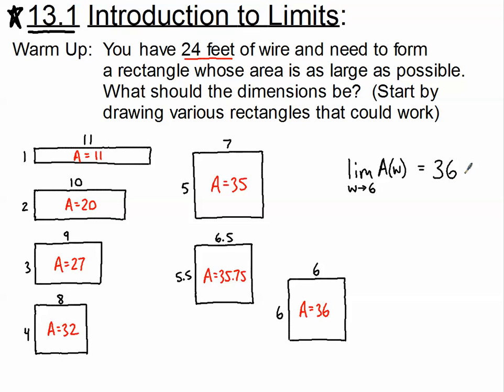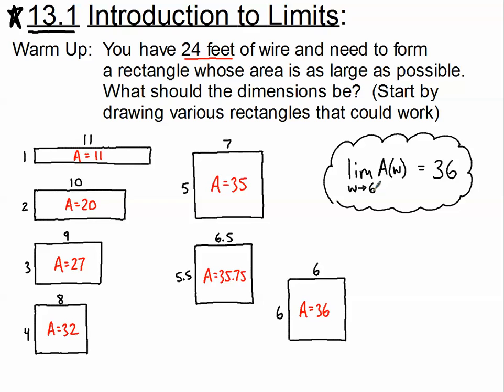So this is our symbol. All of this is in one line. The L, the I, the M, the A of W, the equals, and the 36, all in one line. It's just that this part of the symbol is directly underneath the LIM, but that's how you write this symbol. Let's talk about what this means. Ultimately, we're saying that the limit is 36. Therefore, the area, since we're talking about area, is 36. And it's the limit as our width is approaching 6.